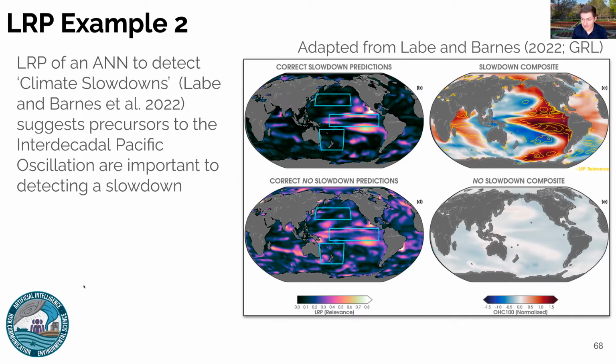But we can look at the left-hand side, which is the LRP relevance again. So again, the brighter and more intense colors here, or the whitish colors, are showing regions of the ocean surface that are relevant for this prediction. And then on the right are the composite, or the mean, of all the examples where there was a slowdown on the top, and on the bottom there was no slowdown. So you'll see that the machine learning is using different parts of the world's ocean to make these predictions.